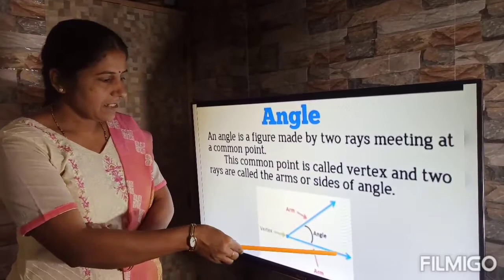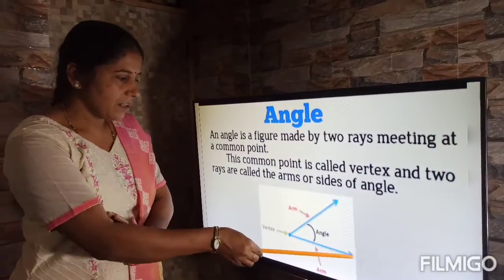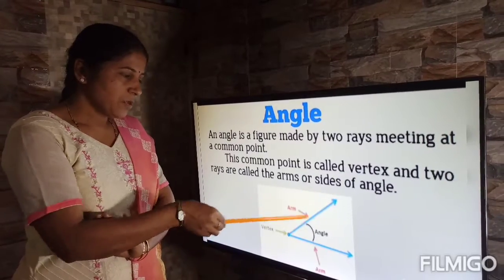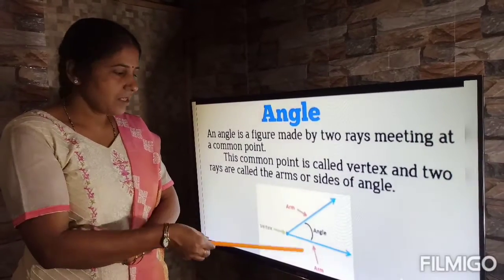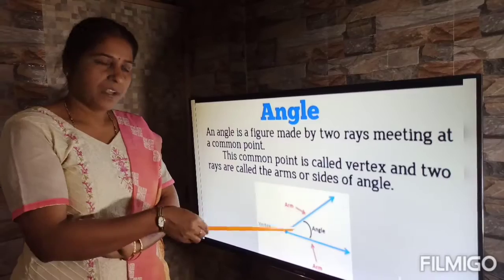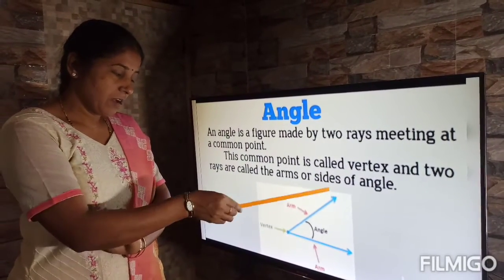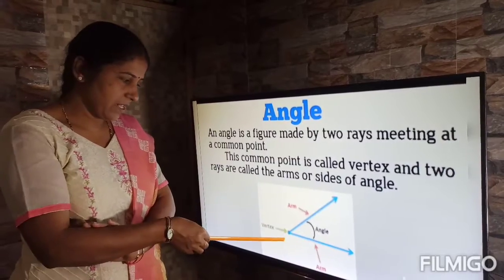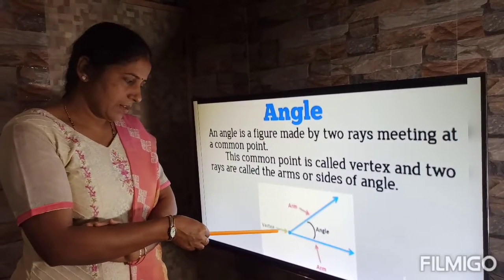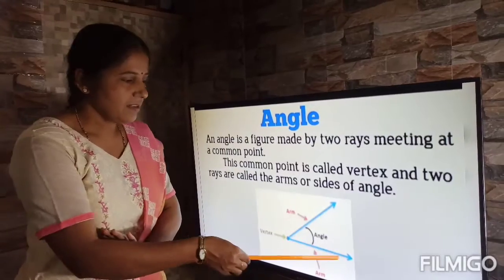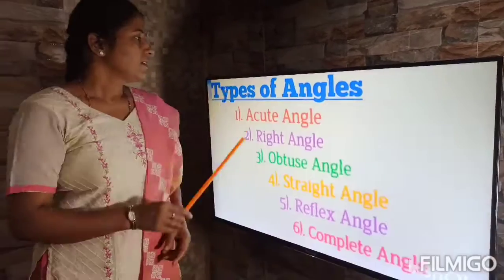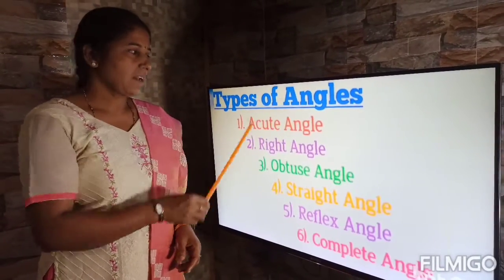See here, this is the angle, and these are the two rays. These two rays are called the arms or sides of an angle. Then this is the common point, the common end point of these two rays. This common end point is called a vertex. This is an angle.